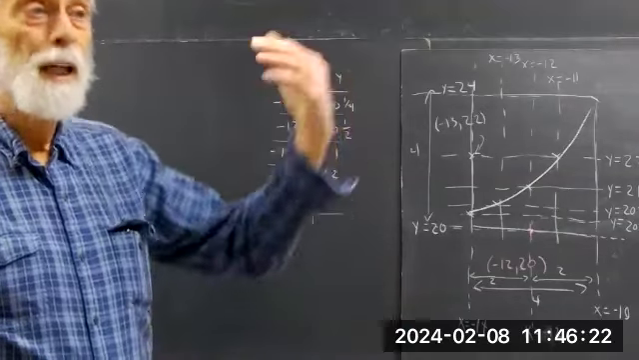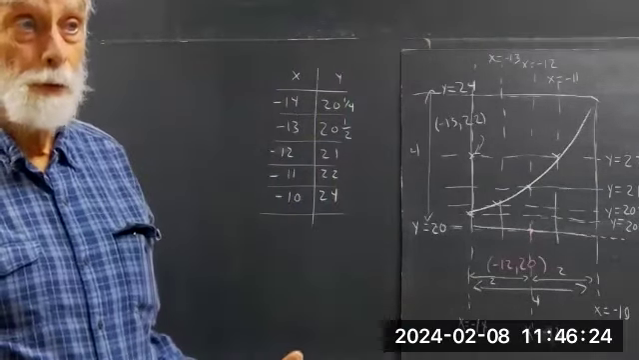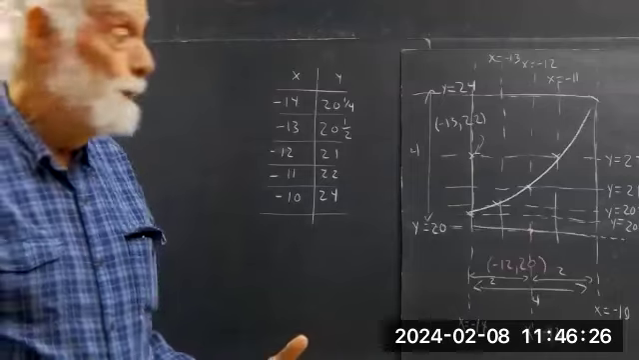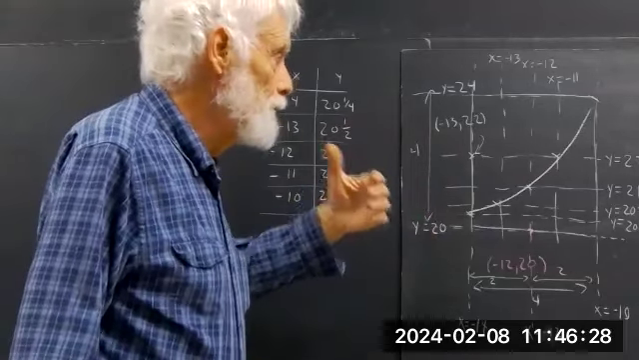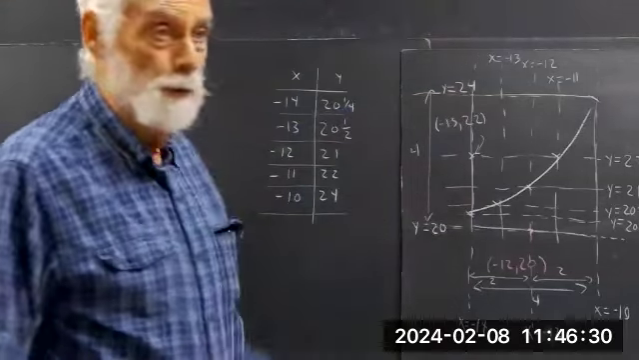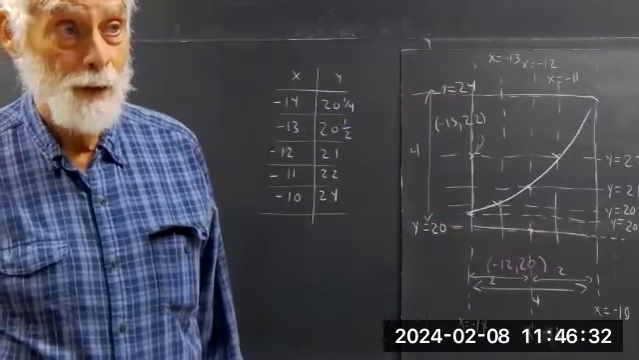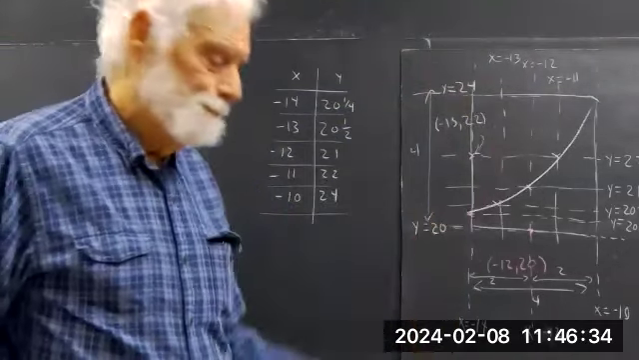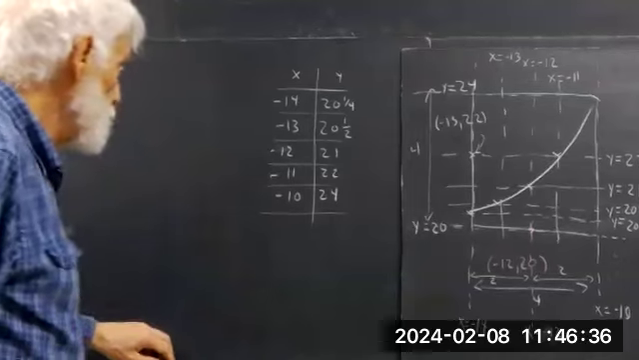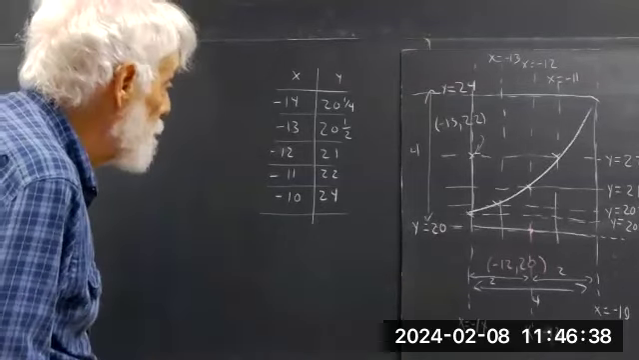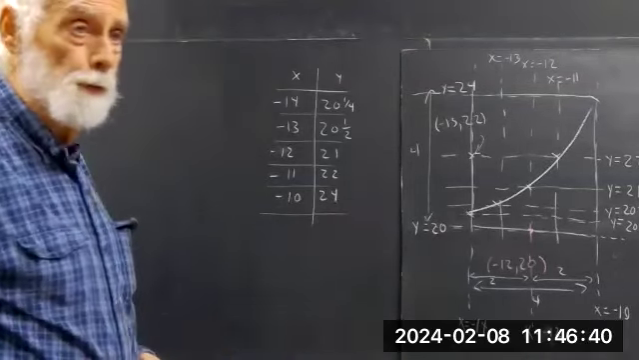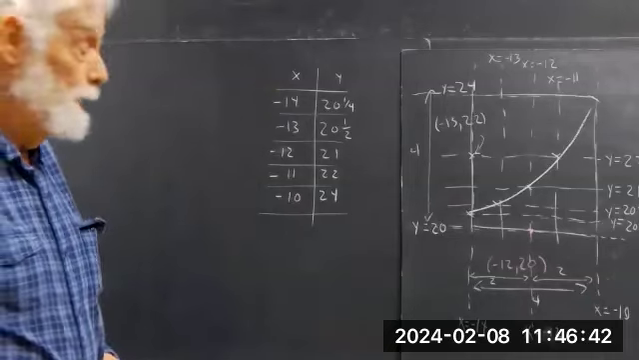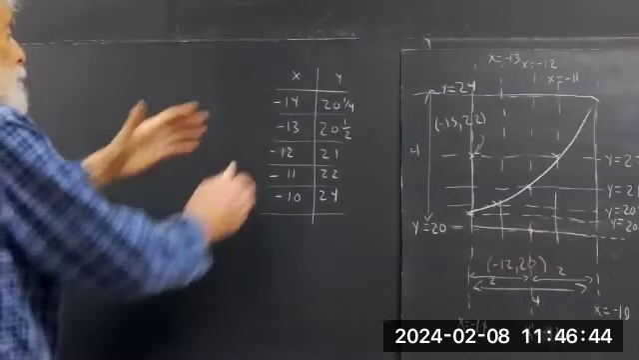Well, the first question asks you to draw 5 graphs. You have to draw. But the cubic function behaves a little differently because you don't do it in a 4x4 square. You do it in a 16x4 square. So we'll stick to 4x4 squares. Okay, here's your table.